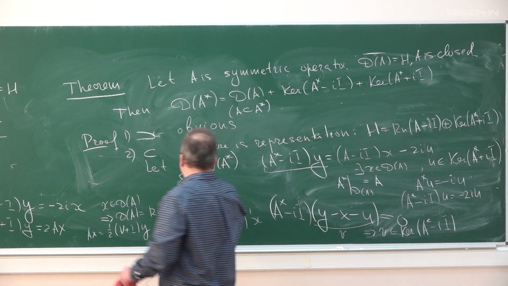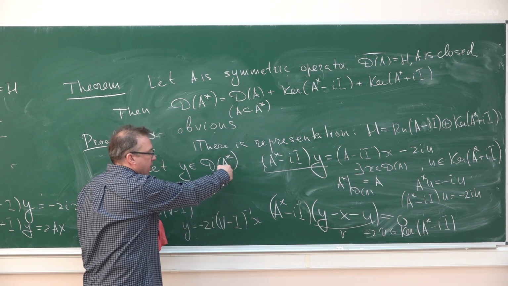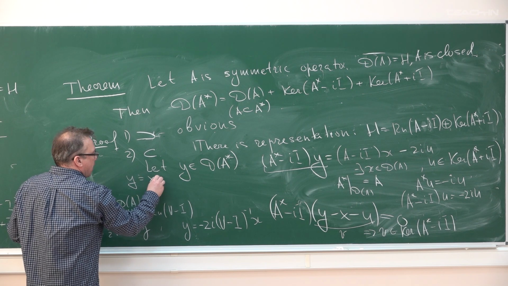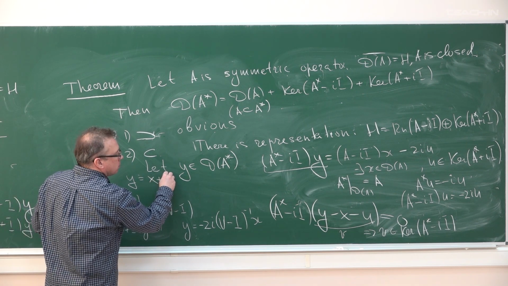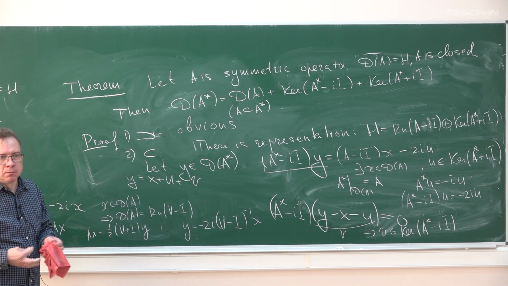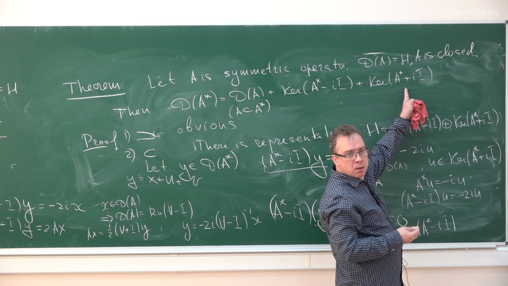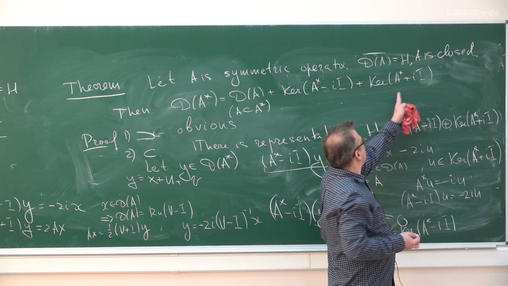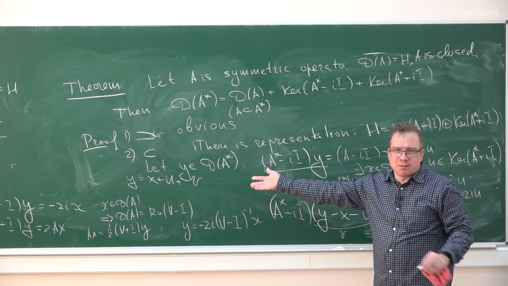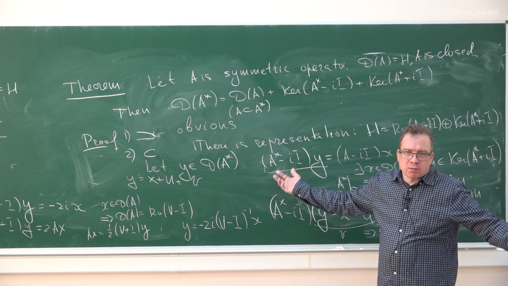So we obtain that, remember, we take an arbitrary vector from the domain of operator A star, and we obtain that it is equal to x plus u plus v. u is from the kernel of this, and v is from the kernel of this. We'll change the order of the summation: x plus v plus u.